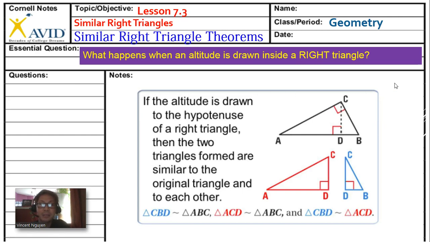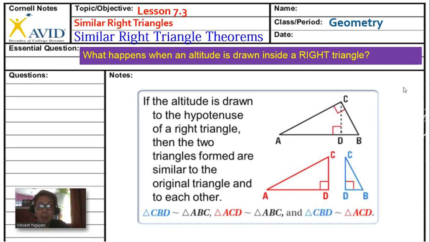There's a theorem that says that if you draw an altitude from the right angle, perpendicular to the hypotenuse of a right triangle, then you form two other similar right triangles, as seen here in this depicted diagram.